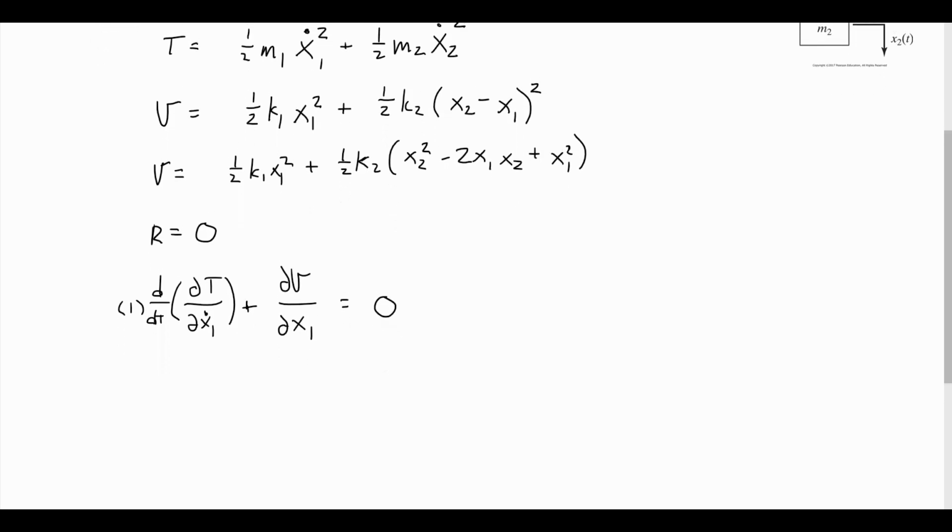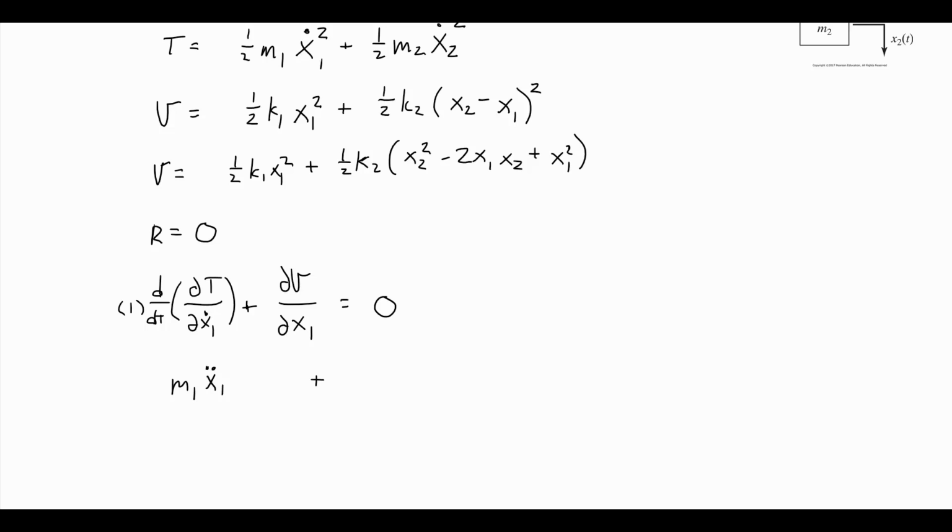All right, so let's look at ∂T/∂ẋ1. This one is pretty straightforward. The first term in T has that ẋ1, so the 2 comes down and we are left with m1 ẋ1, and then we take the time derivative and that gives us the double dot.